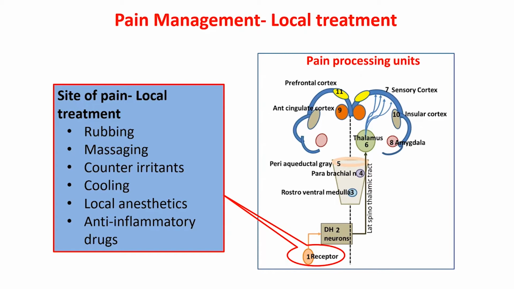Cooling will reduce the receptor activity, and that would relieve a certain amount of pain. Similarly, injection of local anesthetics or local anesthetic applications at the local site may also relieve pain at the receptor level. These are all practiced. And giving anti-inflammatory drugs reduces the swelling and the inflammatory responses or inflammatory mediators, so thus they may help to relieve pain.